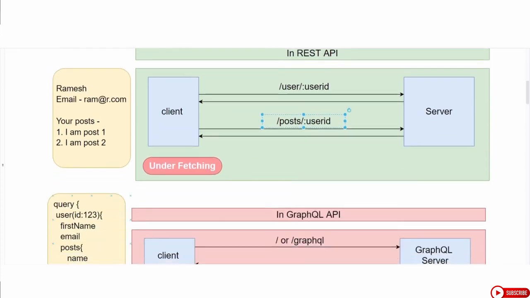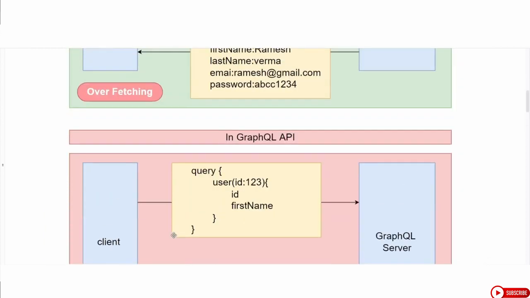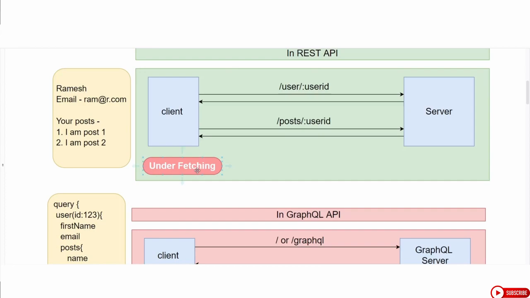So these are the two problems which GraphQL mainly solves. One is overfetching, and one is underfetching.